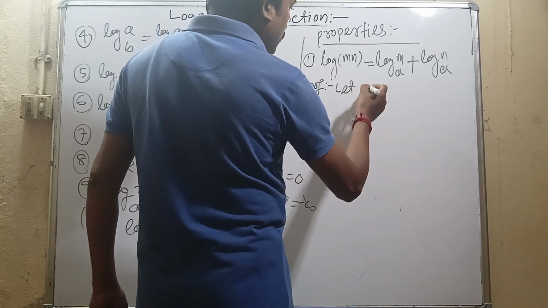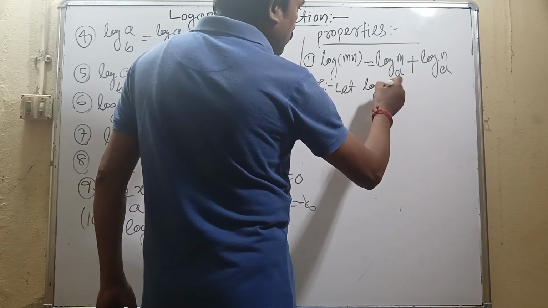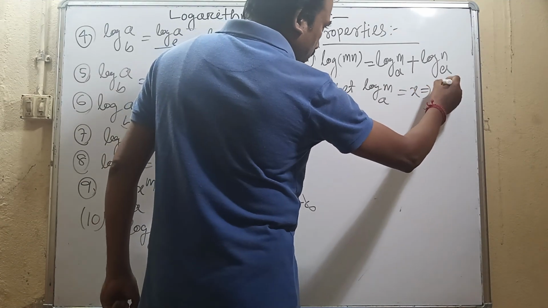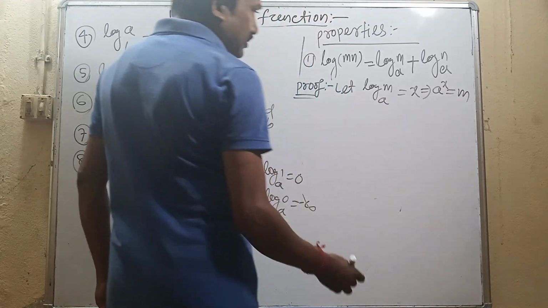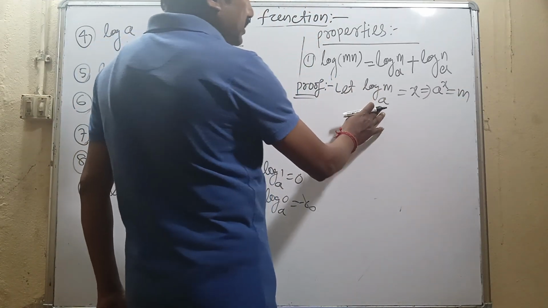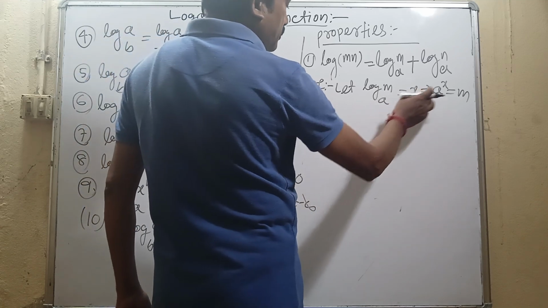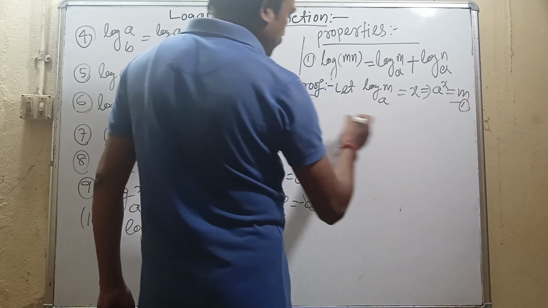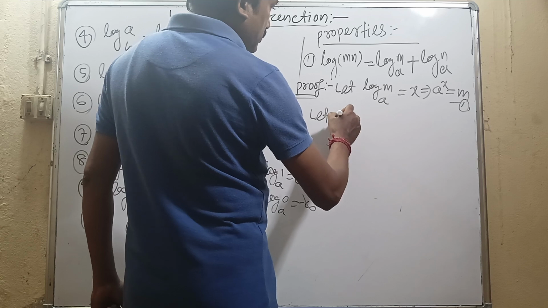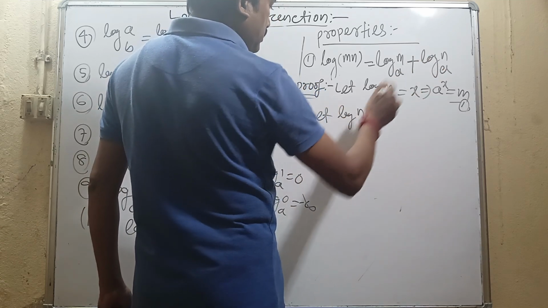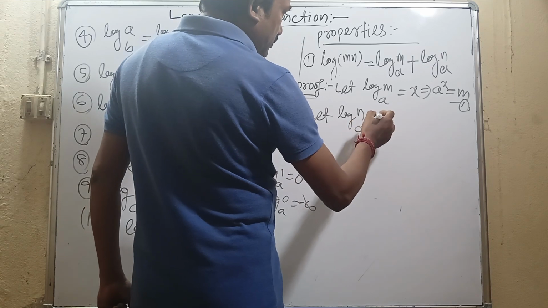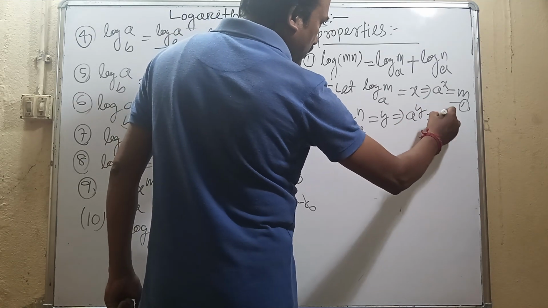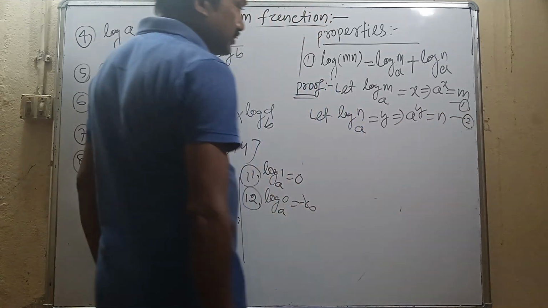Let log m base a equal x. That means a to the power x equals m. This is the logarithm form, log m base a equals x; in exponential form, a to the power x equals m. This is equation number 1. Again, let log n base a, this is the right side, equal y. Similarly, a to the power y equals n. This is equation number 2.